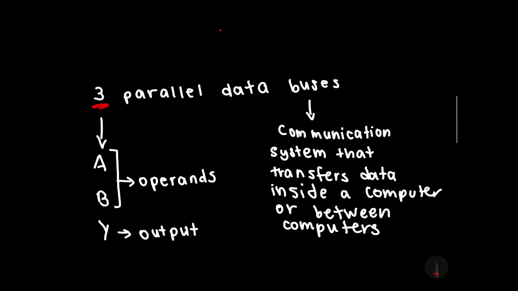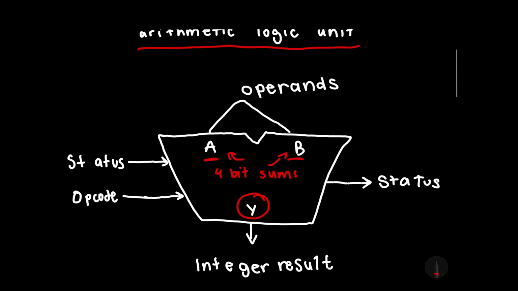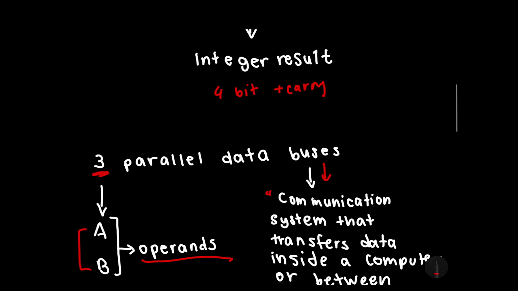So, what's a data bus? A data bus is essentially a communication system that transfers data inside a computer or between computers. Think of it like a data highway of sorts. It just takes data and transfers it from one place to another. Like I mentioned, A and B plus Y that we've seen in the schematic are 3 parallel data buses.